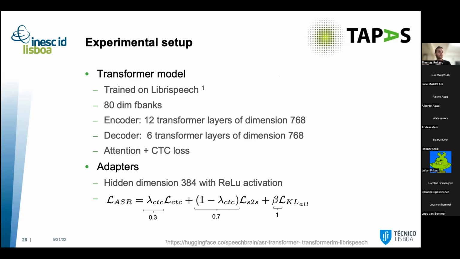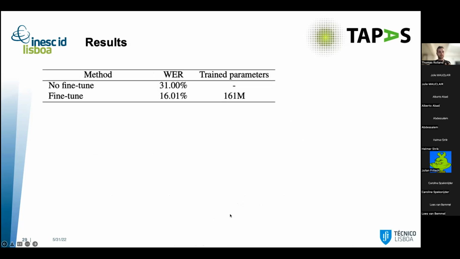We use attention CTC loss, and for all adapters, we use a fixed hidden dimension, so at the bottleneck size of 384 with early activation. And then here I just show the hyperparameter values. Okay, let's get to the results.